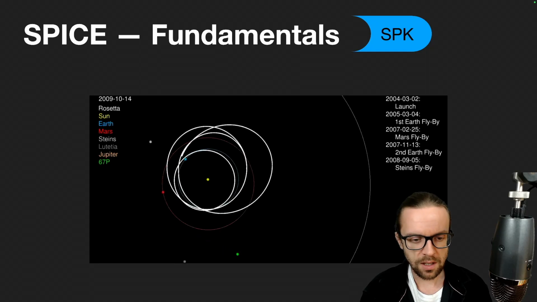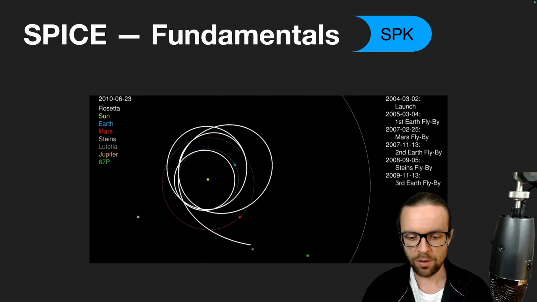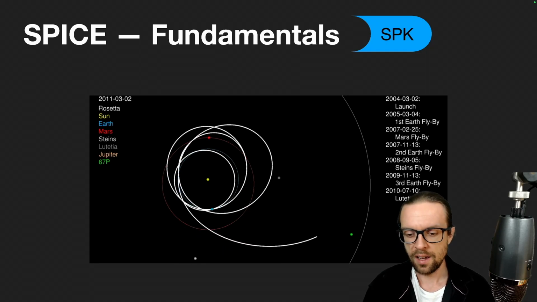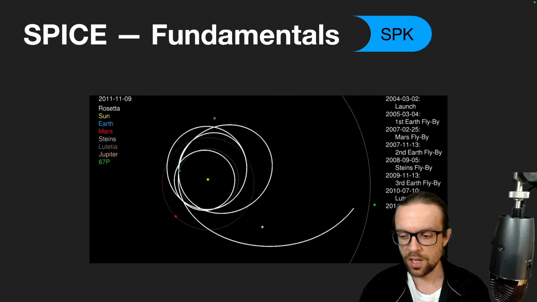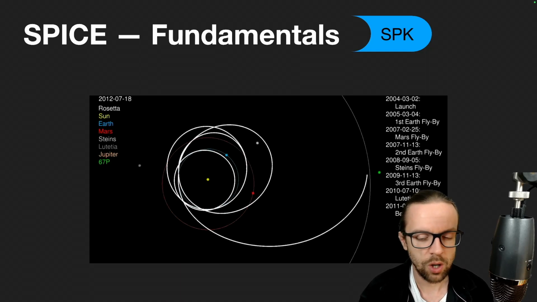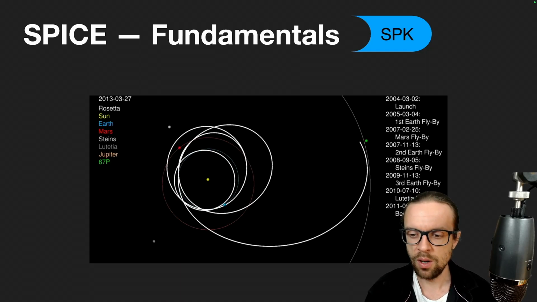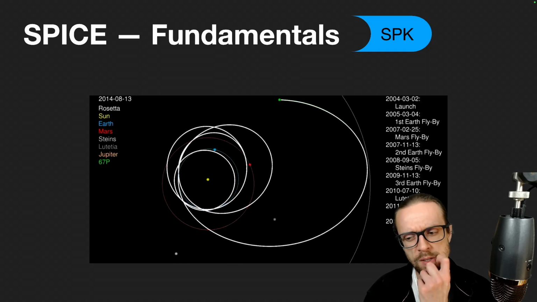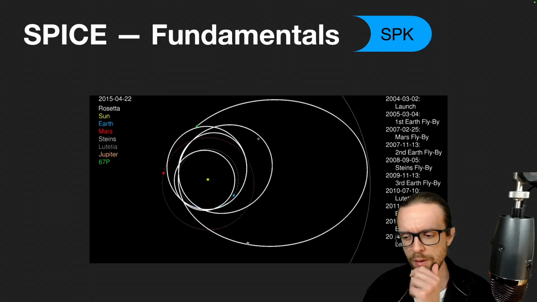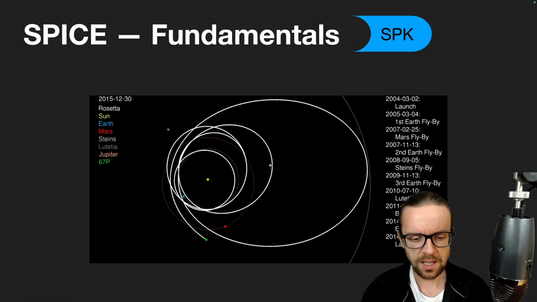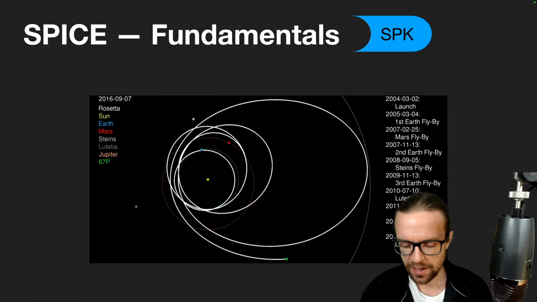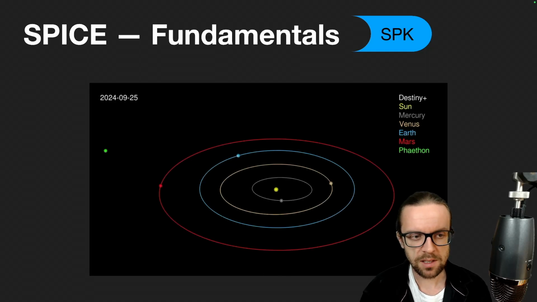And we see the third flyby at Earth, and then going to this very high ecliptic orbit, then reaching the comet Churyumov-Gerasimenko, and then landing on it in, I think it was November 2014.